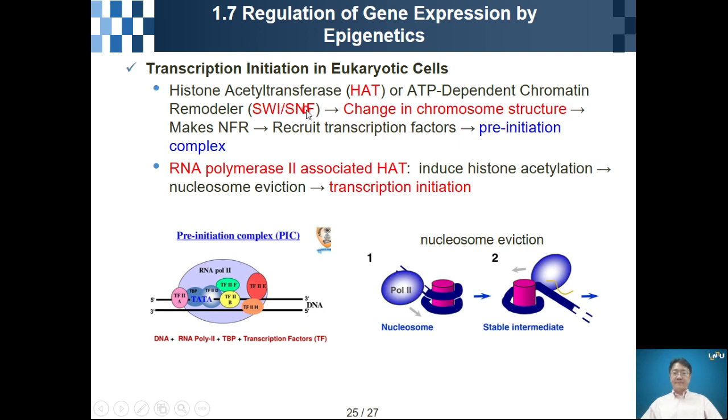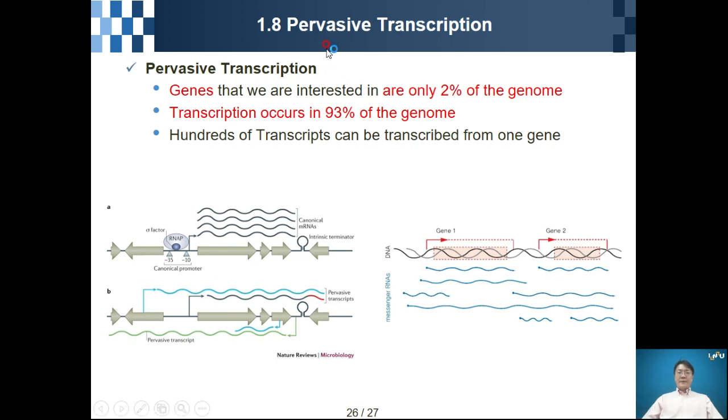Okay. So in this slide, I will explain the final subject, pervasive transcription. So what is pervasive transcription? In our genome, the genes that we are interested in are only 2% of the genome. So we can expect that only 2% of the genome is transcribed. But actually we found that transcription occurs in 93% of the genome. So this is the pervasive transcription. Why is this kind of phenomenon happening?